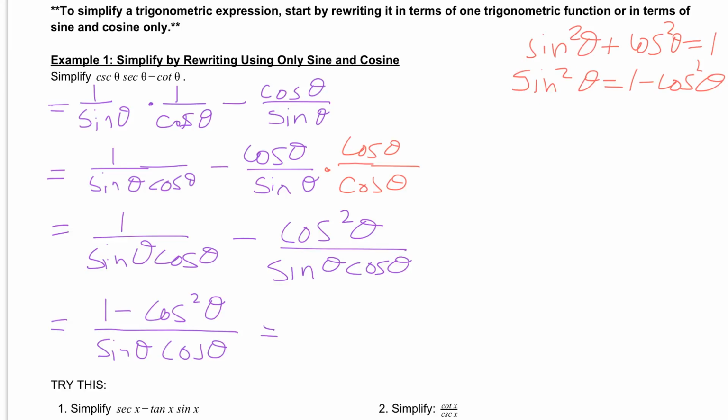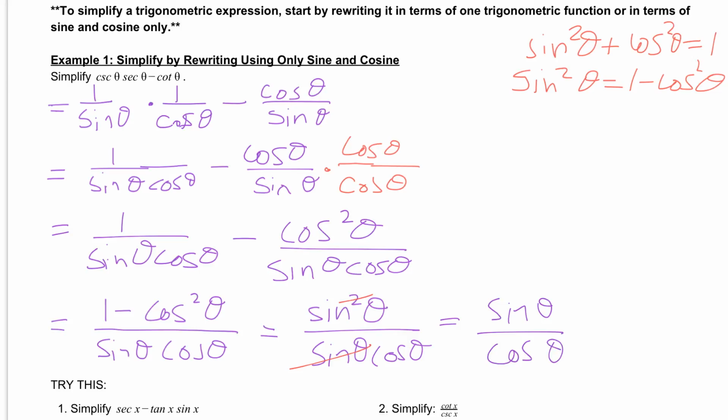So from here, I can change this to the sine squared theta over sine theta cosine theta. Now the other thing to realize is that this sine squared theta means that we're just multiplying a sine by a sine. So there's 2 sines basically up on the top. Well, if I have 2 on the top and I have 1 on the bottom, I can cancel out this sine with one of them on the top, leaving me with sine of theta over cosine theta. And I'm trying to get it down to one trig function if possible. Sine divided by cosine, using my quotient identities, is just the tangent of theta. So I can simplify this down to just tangent of theta.